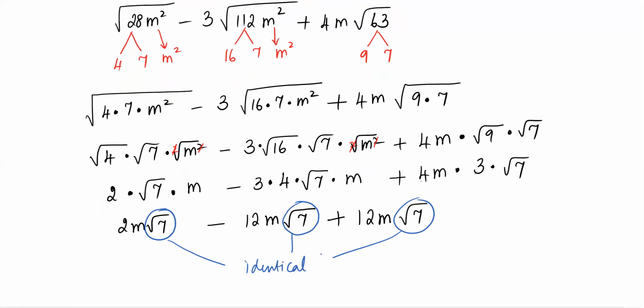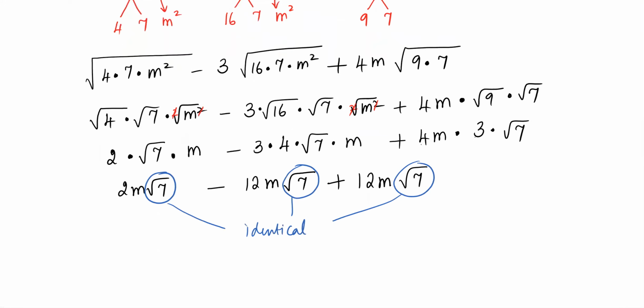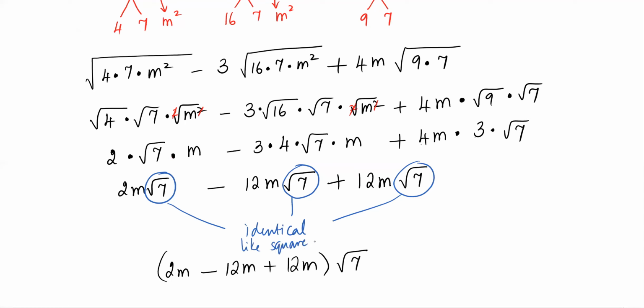They're all like radicals. Therefore, we can now simply combine their coefficients. 2m minus 12m plus 12m. And then we have the square root of 7. Now this is an interesting problem because we look for the like radical. Let me write that here. Like square root. I keep saying radical because for STEM courses we say radical instead of square root because we'll be looking at all other types of roots. But here we're only focusing on the square root, so I call it like square root.